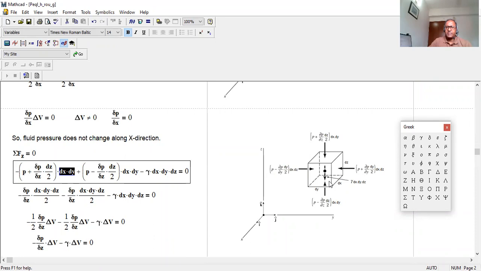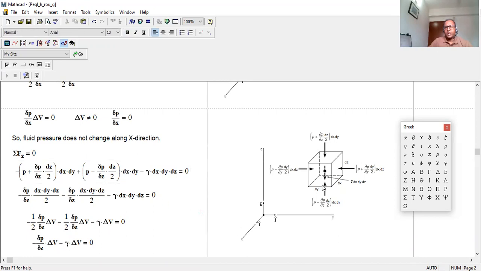What will be the pressure at this surface? In that case, my h will be minus dz by 2. So this will be the pressure, and this pressure is working upward, so you get dx into dy. Now, the weight of the object is working downward.